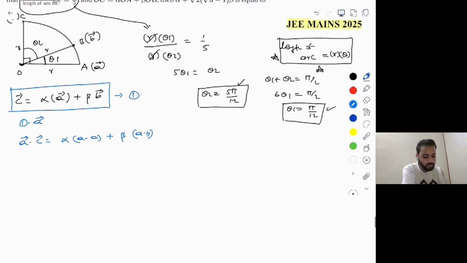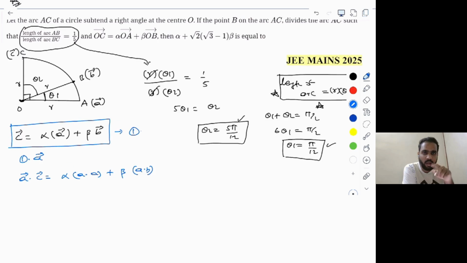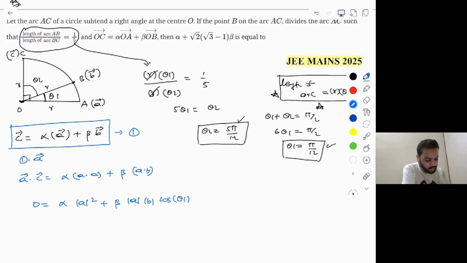Okay. But if you observe carefully in the diagram itself, the two vectors A bar and C bar are perpendicular to each other. So which makes A dot C as 0. So 0 is equal to alpha into A dot A, which is mod A whole square, plus beta times, what is the A dot B formula? Mod A into mod B into cos of angle between A and B. But look at the diagram once again. What is the angle between A and B here? Which is theta 1, so which makes it cos theta 1.